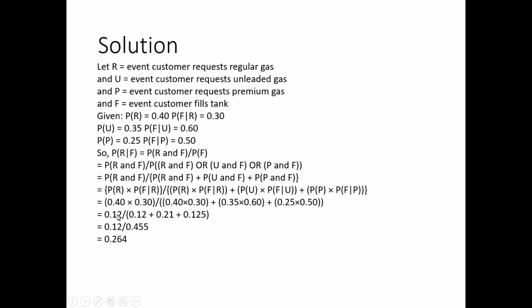We knew the people who got regular gas accounted for 0.12 of that. If I take 0.12 divided by the total 0.455, it gives me 0.264. In other words, we know if somebody filled their tank, there's a 26.4% chance that they requested regular. So given that they filled their tank, the chance that they got regular is 26.4%.